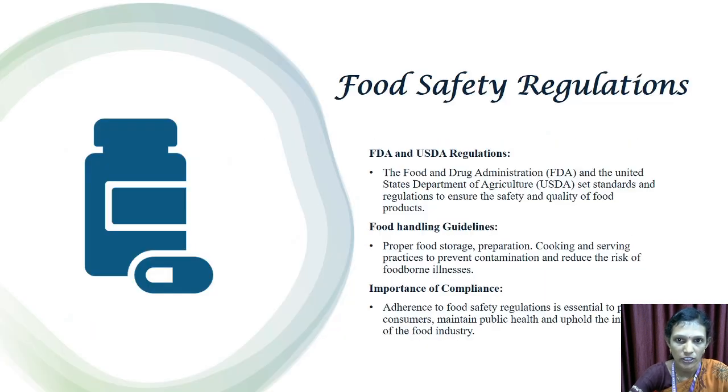Food safety regulations. Regulatory bodies, for example the FDA or USDA, play a very crucial role in establishing and enforcing food safety standards to safeguard consumers' health. Following proper food handling guidance and ensuring compliance with regulatory requirements are imperative steps in preventing foodborne illnesses and maintaining high levels of food safety throughout the supply chain too.